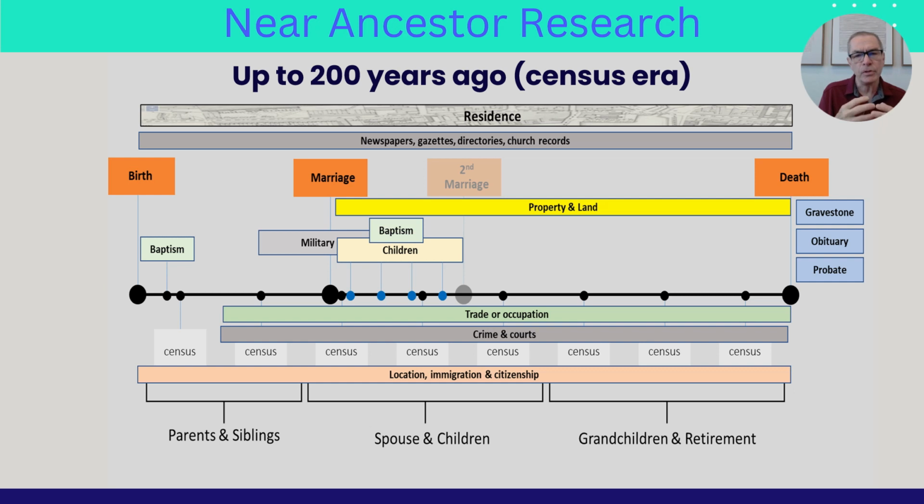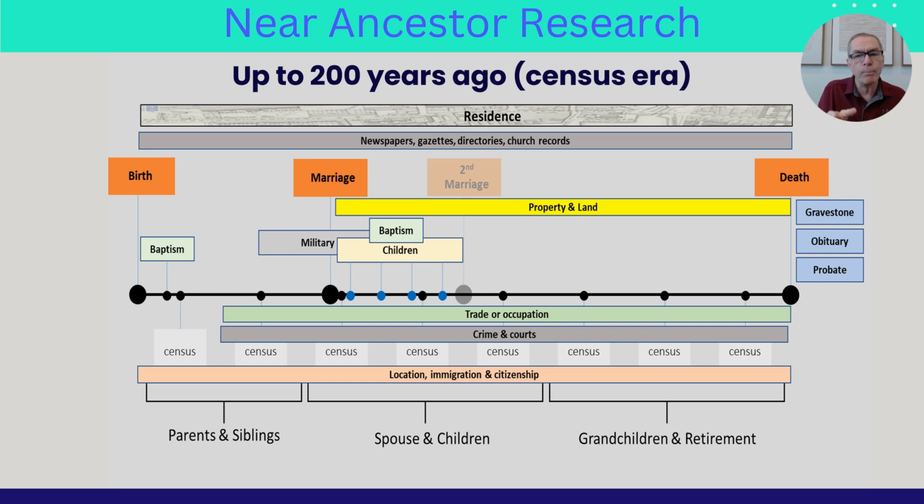We'll have somebody's parents and siblings, we'll have their spouse and children, and then we'll see them retire and their grandparents. We'll look at censuses, typically every 5 to 10 years, so that we can see how they move through their community. We'll have job records, we'll have birth, marriage and death records. Civil registration, for instance, started in England in 1837.